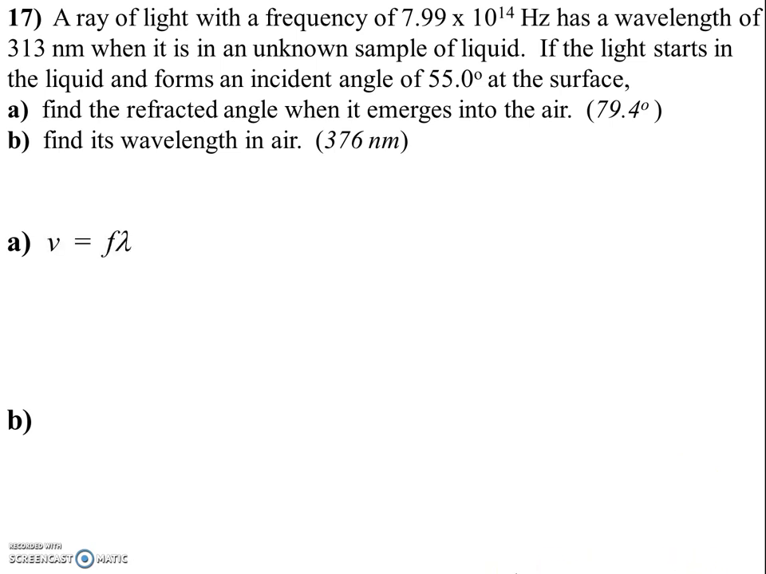Now notice right away I'm not writing c equals f lambda naught, because lambda naught is the wavelength in vacuum, or air, since air is very close to a vacuum. And we're not looking for that, right? We're looking for the speed using the wavelength in the liquid. It even says it's a wavelength of 313 nanometers in the liquid, right? So we're not writing c equals f lambda naught. This is v equals f lambda.